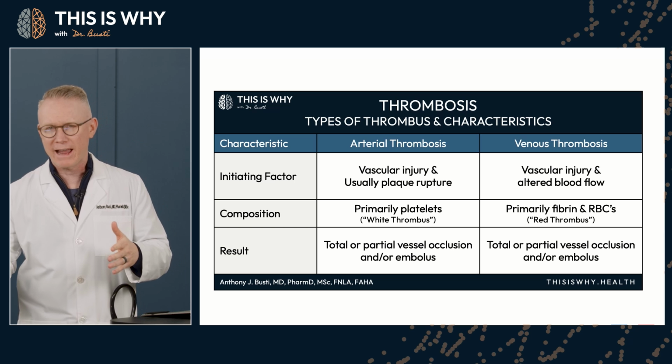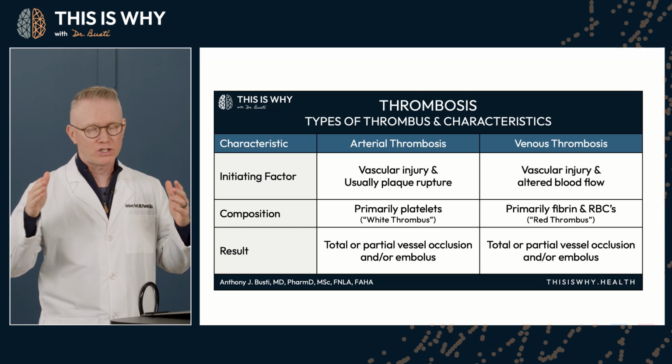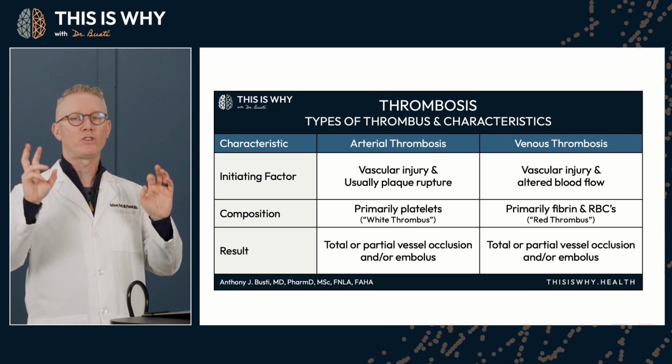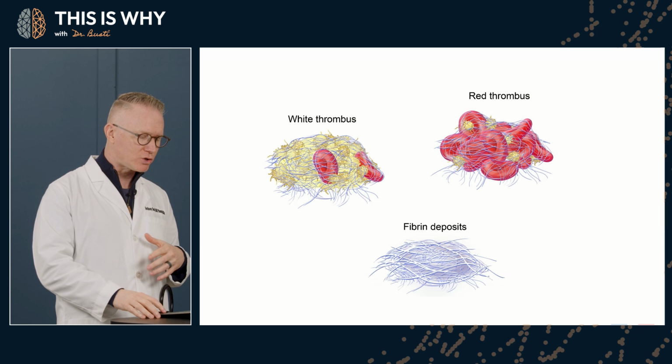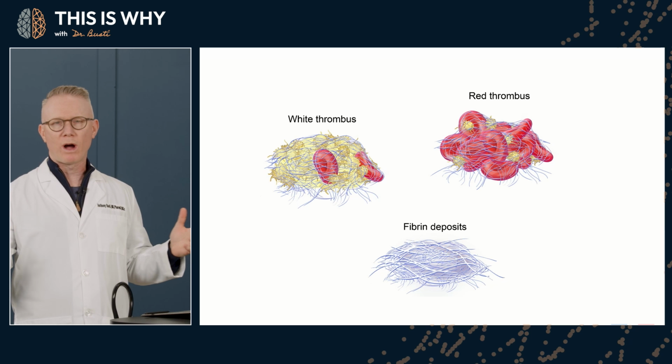That doesn't mean an antiplatelet drug won't work. It's just what is the main target. Okay? And we call those red thrombi. But again, you can get total vessel or partial occlusion. What was this red and white and fibrin?